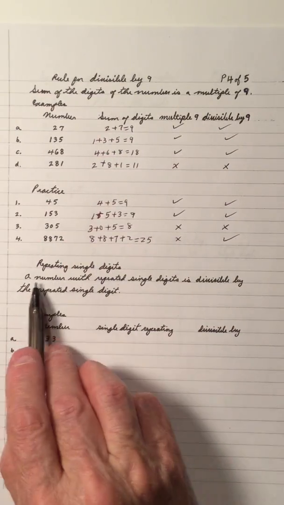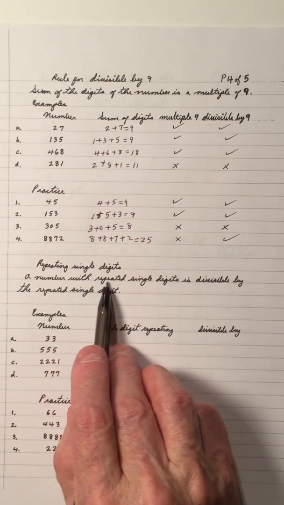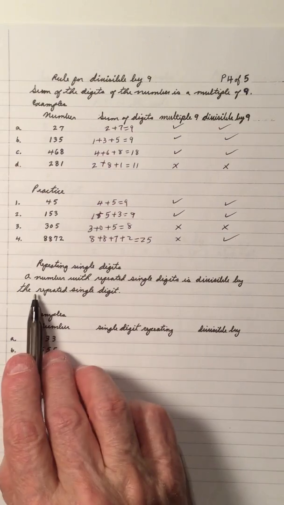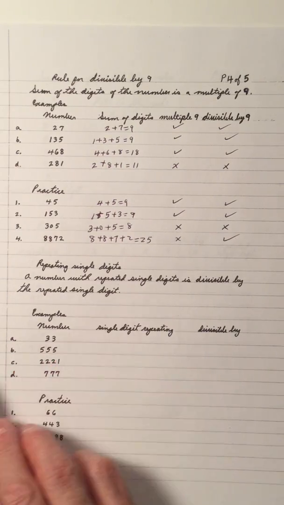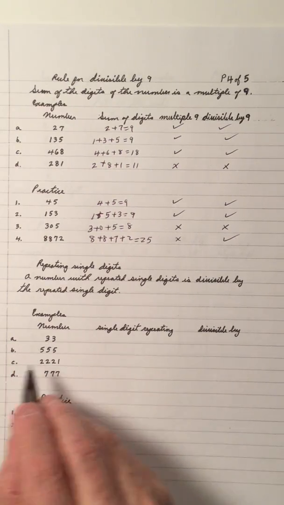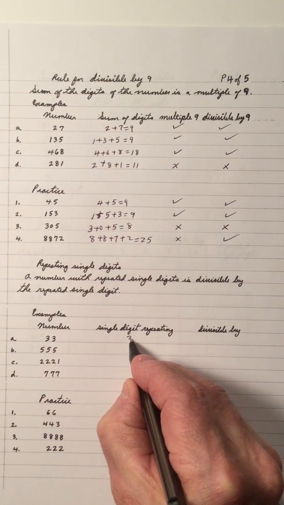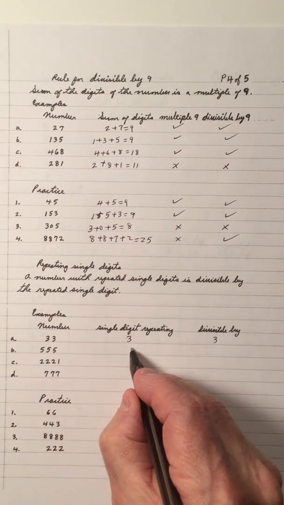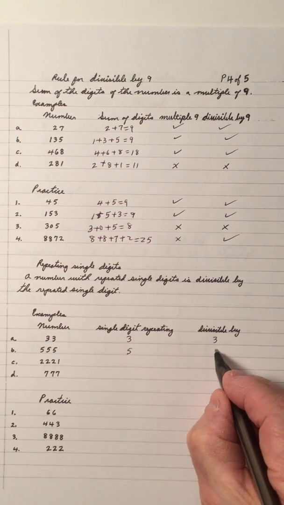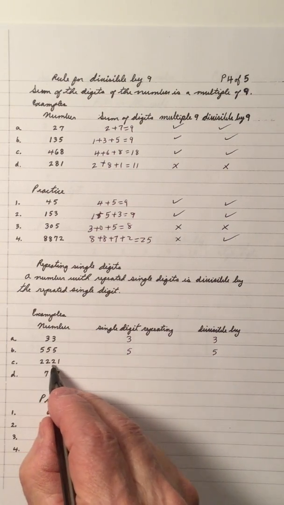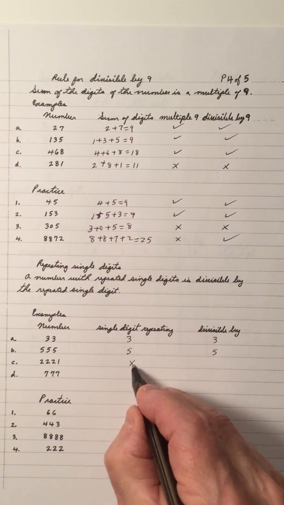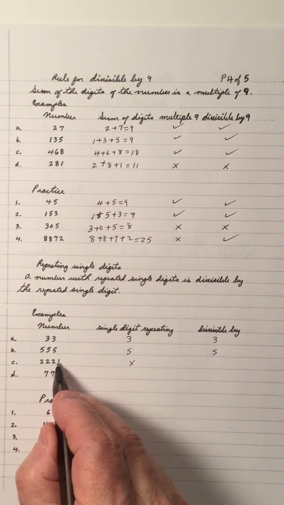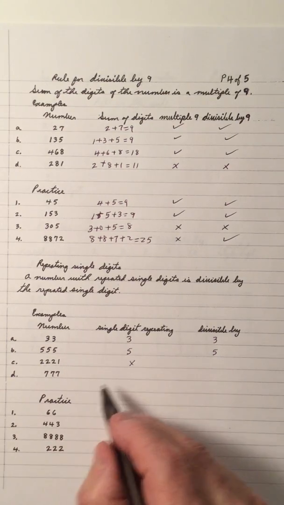Repeating single digit. A number with a repeated single digit is divisible by the repeated single digit. So 3, 3, repeated single digit is 3, so it's divisible by 3. 5, 5, 5 is a 5 repeating, so it's divisible by 5. 2, 2, 2, 1, there's no single digit repeating. 3 2s here, but that has to be a 2 to be divisible by 2.